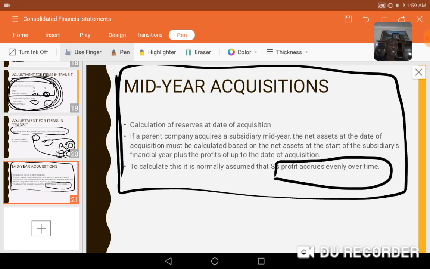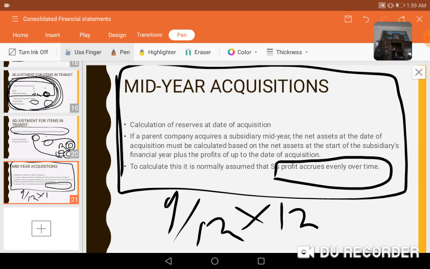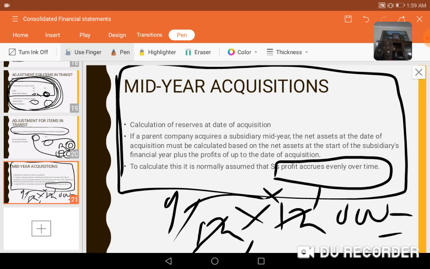and whatever profit they made throughout that year. For you to determine how much the group should take, it will be 9 over 12 times that profit. If it's 12,000, then 9 over 12 times 12,000 is going to be 9,000, because 1,000 per month, 9 times 1,000 equals 9,000.